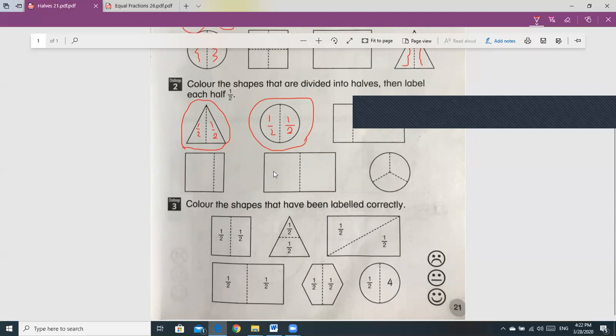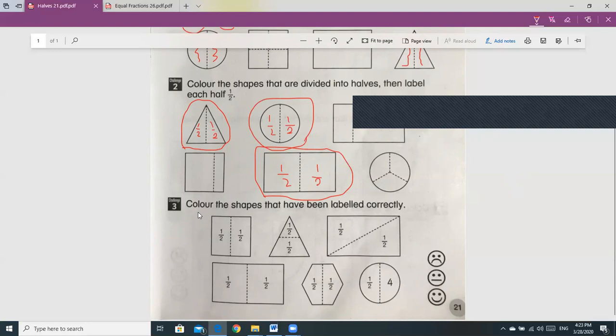Let's make this. Are these two parts equal halves? Yes. So what I'm going to do is write in each part, half. I will write that this is half and this is half. And what am I going to do here? Circle it. Okay, is this one half? No, there are three parts. So it's not half.